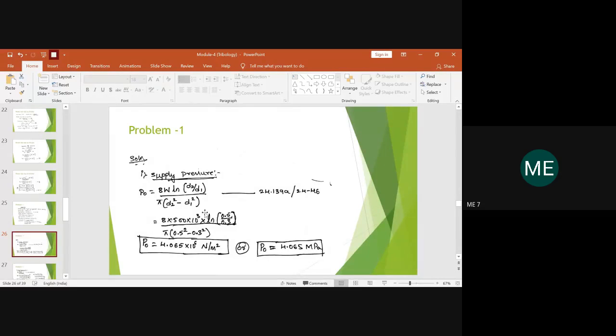Then divided by the denominator value. Pi is a constant. D2 is 0.5, meaning 500 mm converted into meter, so it is 0.5 whole square, minus D1, which was 300 mm converted into meter, so 0.3 whole square. Kindly simplify and let me know what supply pressure value you are getting. You can either keep it in terms of Newton per meter square or in megapascal. Calculate and let me know.